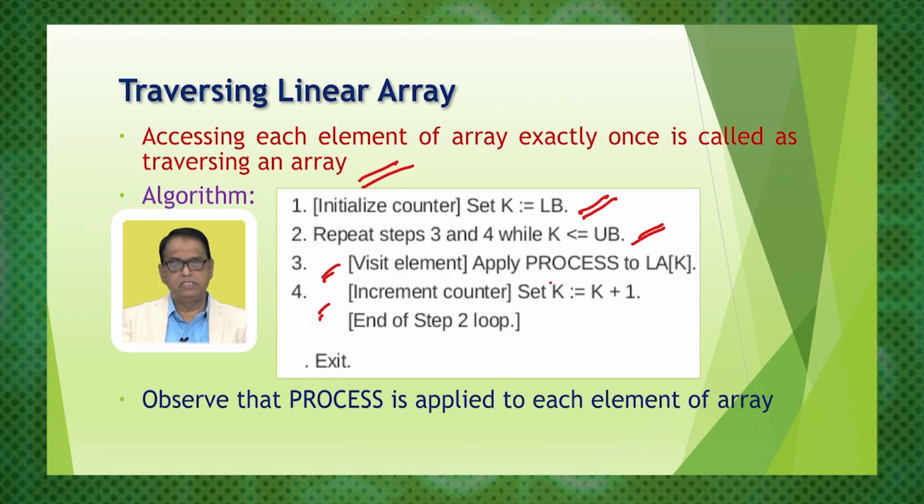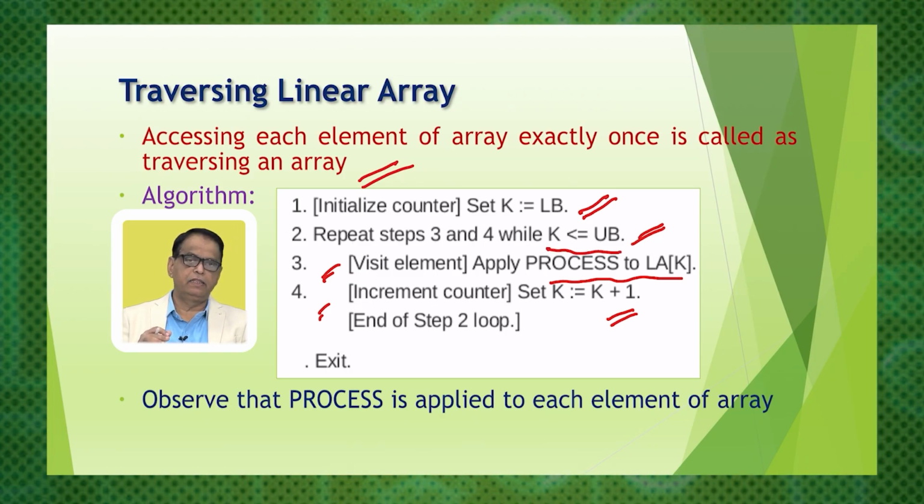Then in step 3, we will apply the process to LA[k], where k starts at the lower bound. So we will apply the process, meaning we will read the first element of the array. And then we will increment the value of k by 1, so we will go to the next element. Then we will again come back and apply the process to LA[k]. In this way, we will repeat steps 3 and 4 until our value of k is less than or equal to upper bound. As soon as our k value becomes greater than upper bound, we will simply exit the loop.